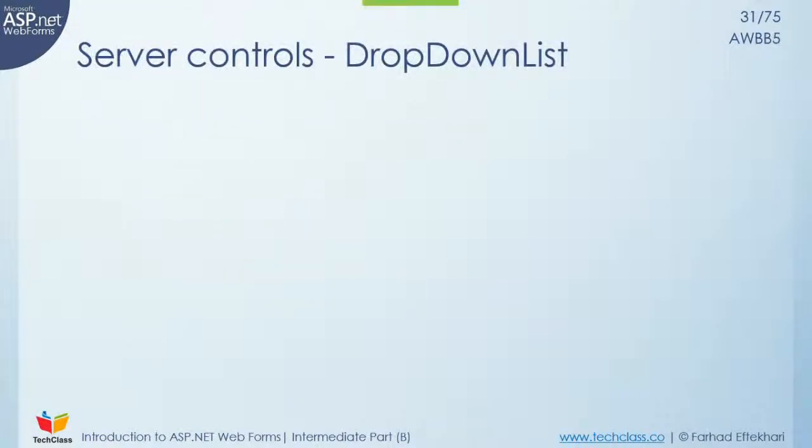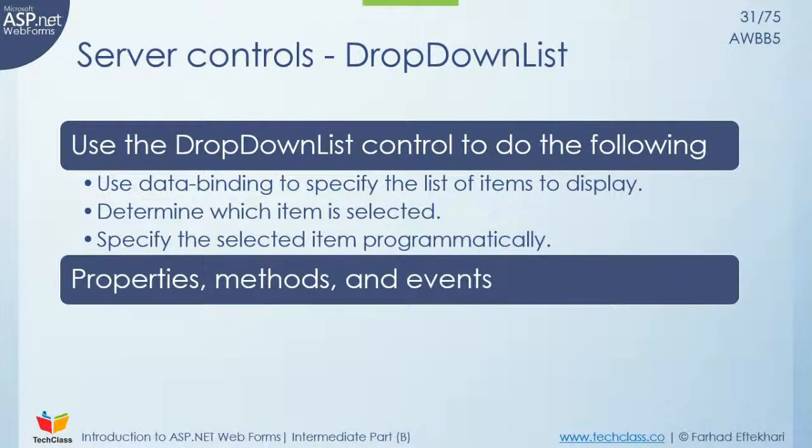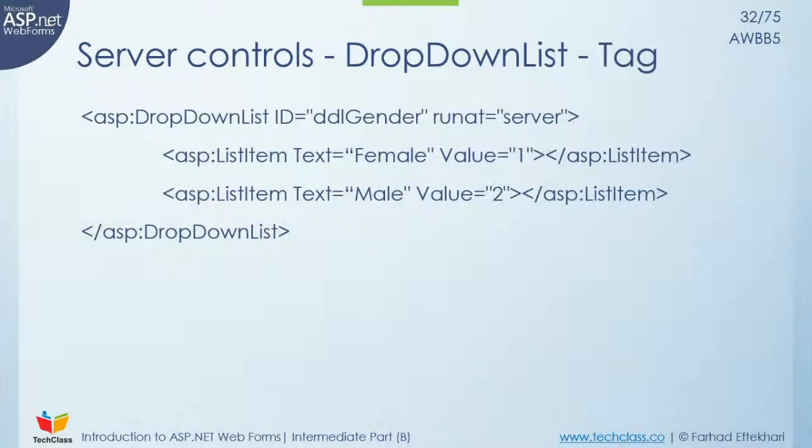The next server control we're going to work with is this drop-down list. You may use this drop-down list server control when you have a variety of items and the user can select only one of them among all of these items. Here in this link you can get familiar with the properties, methods and events of this server control. And also here's a tag that we have to use if you want to place a drop-down list control inside of our web form page.